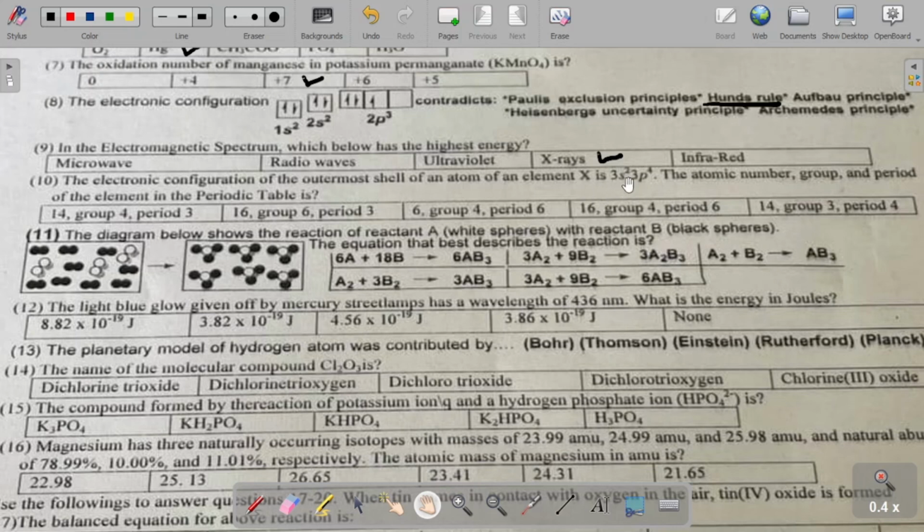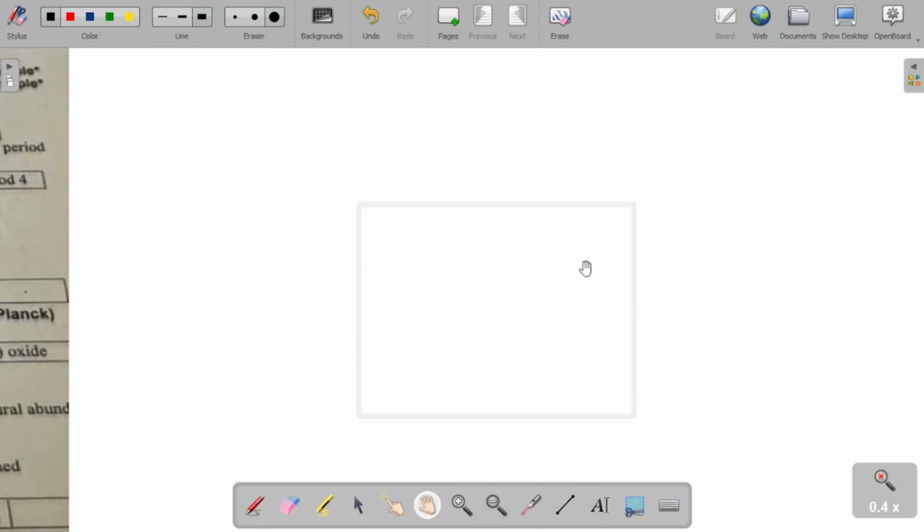Don't forget you have 3s squared, 3p4. Before 3s squared and 3p4, what should have come first? Let's try to get that. Now, when it comes to SPDF configuration, of course, the first thing we have there is 1s squared.